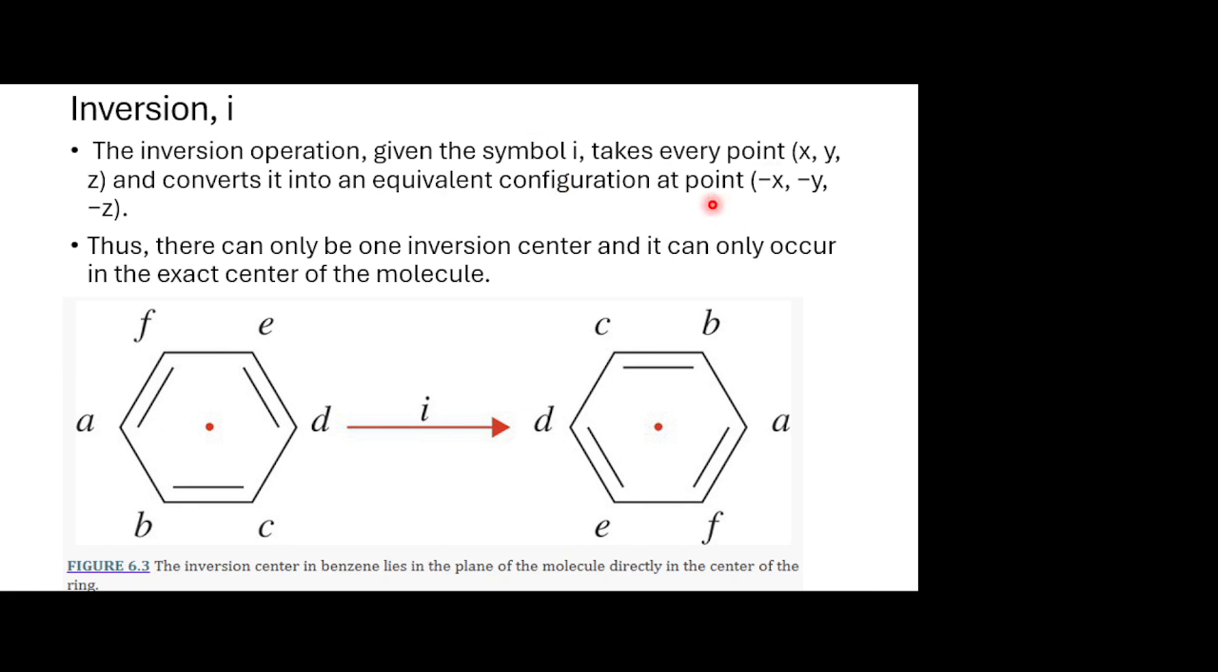There can only be one inversion center, and it can only occur in the exact center of your molecule, because anywhere else is by definition not going to give you a non-superimposable mirror image. So right here, what we're seeing is an inversion. See, F and C are directly across from each other, so we'd swap those. This would have a negative X. This one would have a positive X, right?